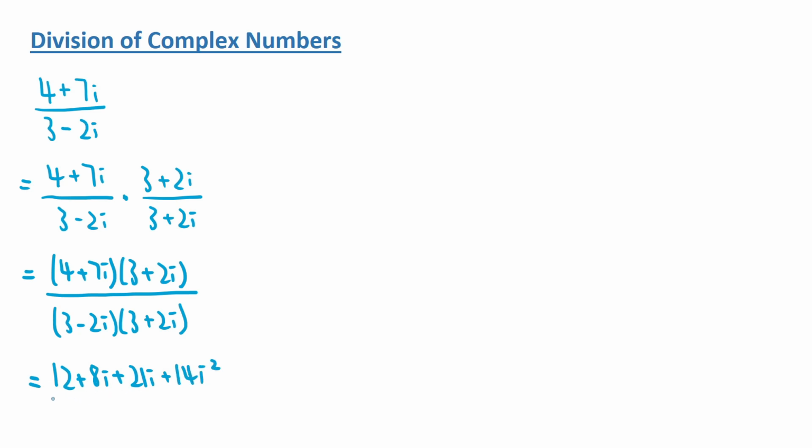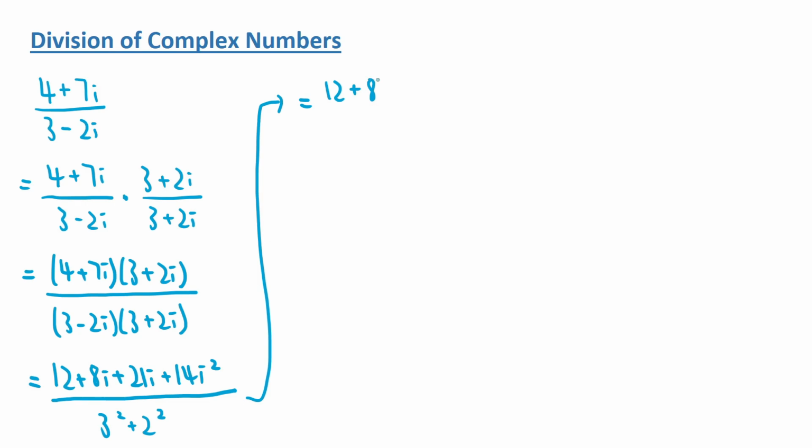We can simplify the denominator using the formula I just mentioned. So 3 minus 2i times 3 plus 2i is equal to 3 squared plus 2 squared, since in this case a equals 3 and b equals 2. So a squared plus b squared equals 3 squared plus 2 squared. Since i squared equals -1, we can simplify the numerator to 12 plus 8i plus 21i minus 14, and the denominator becomes 9 plus 4.